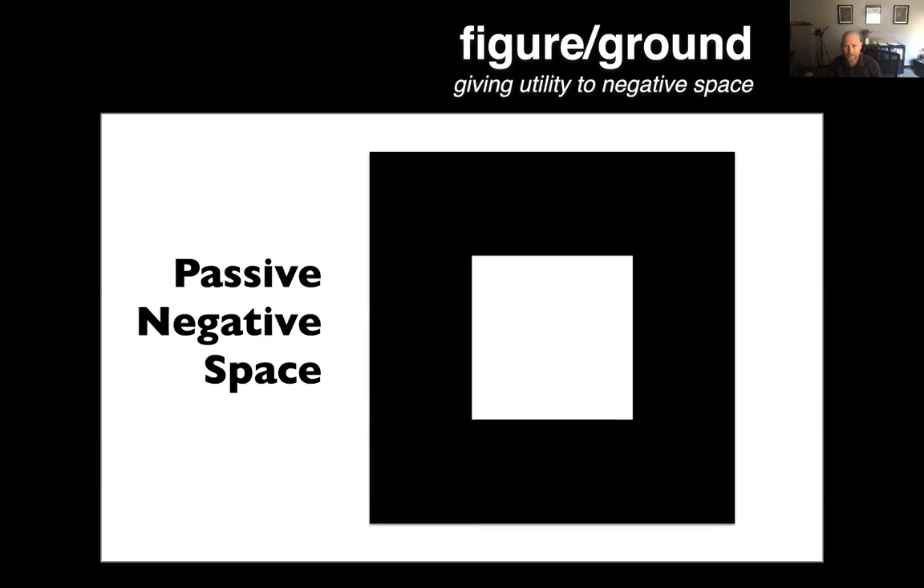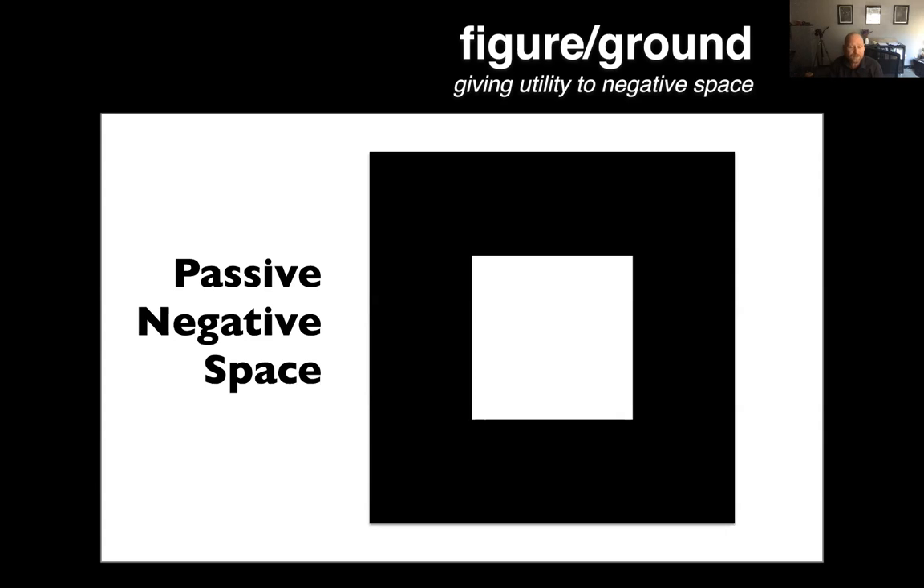The black square represents, again, the ground, and the white square represents the figure or the marks that we're going to make. Just imagine that this is maybe a white piece of paper on a black board. And the way that I have it situated right here is where all of the negative space is equidistant from the figure.